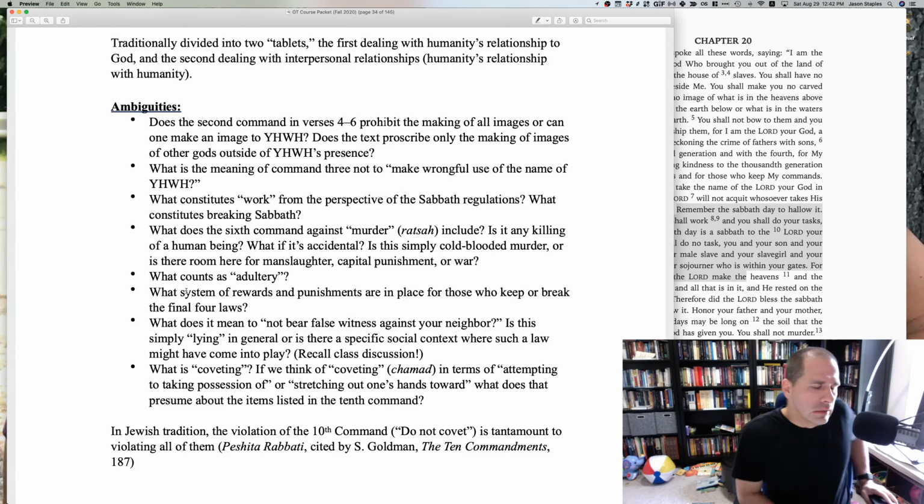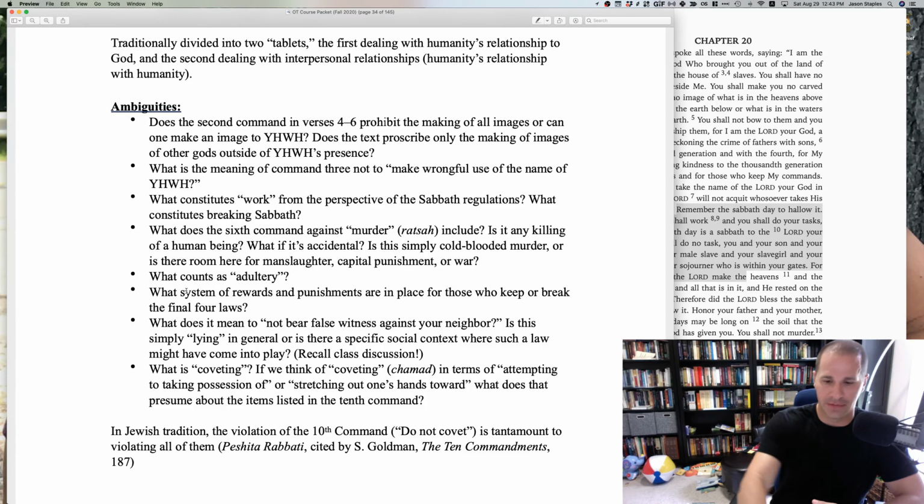Well, actually, if you think about the command about perjury, not making wrongful use of the name, this also has a specific social context, right? You are not to, in the context of legal matters, perjure yourself. You cannot claim that someone did or did not do something when the opposite is true, right? So that's another thing. And then you've got coveting. What in the world is coveting? This chamad word in Hebrew is very difficult.